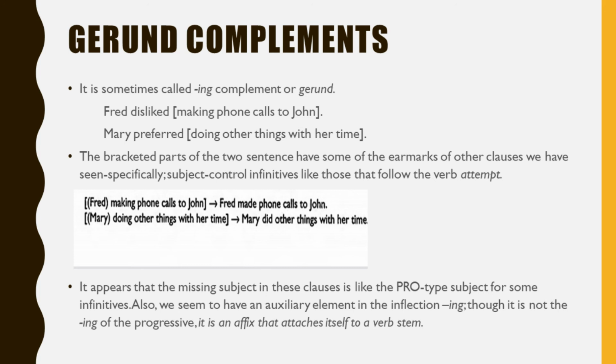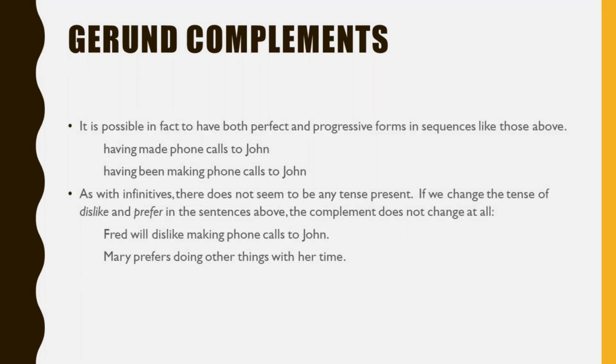Also, we seem to have an auxiliary element in the inflection -ing, though it is not the -ing of the progressive. It is an affix that attaches itself to a verb stem. It is possible in fact to have both perfect and progressive forms in sequences like those above. For example, having made phone calls to John, and having been making phone calls to John. If we change the tense of dislike and prefer in the sentences above, the complement does not change at all. For example, Fred will dislike making phone calls to John. Mary prefers doing other things with her time.